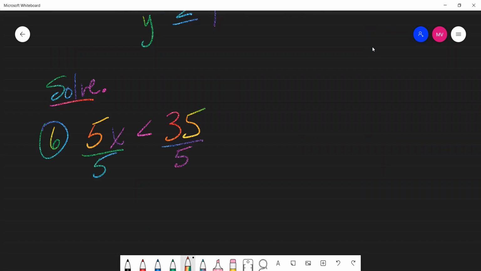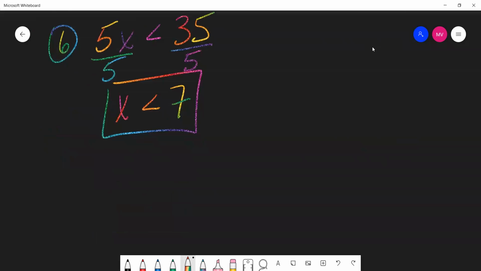And is 5 positive or negative? It's positive. So we don't have to flip our inequality sign. So x is still less than what? 7. Yeah, that's what you meant. I knew what you meant. Yes, so x must be less than 7 for 5x is less than 35 to be true, which we know that's right because 5 times 7 is 35 and 35 is not less than 35. So it must be less than 7.